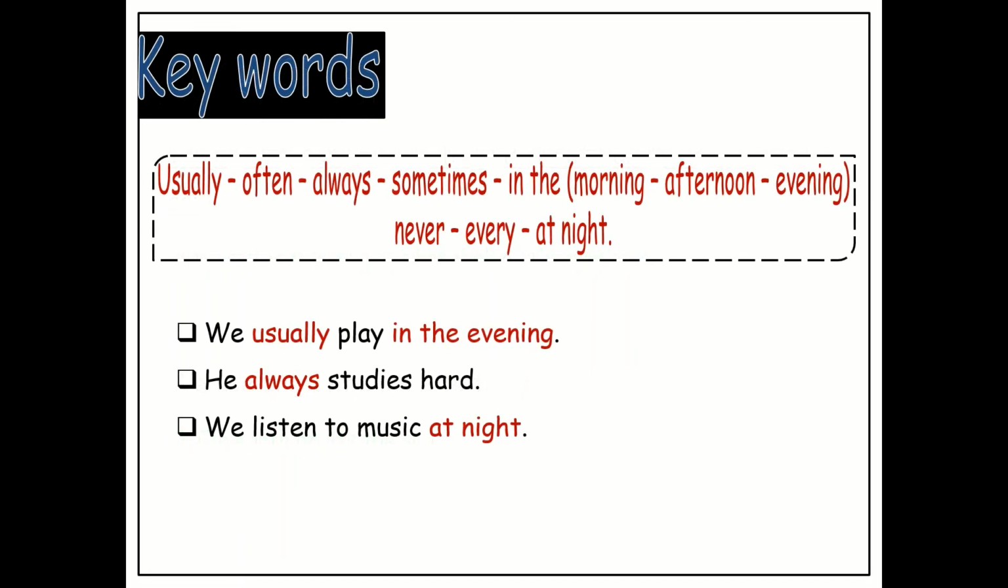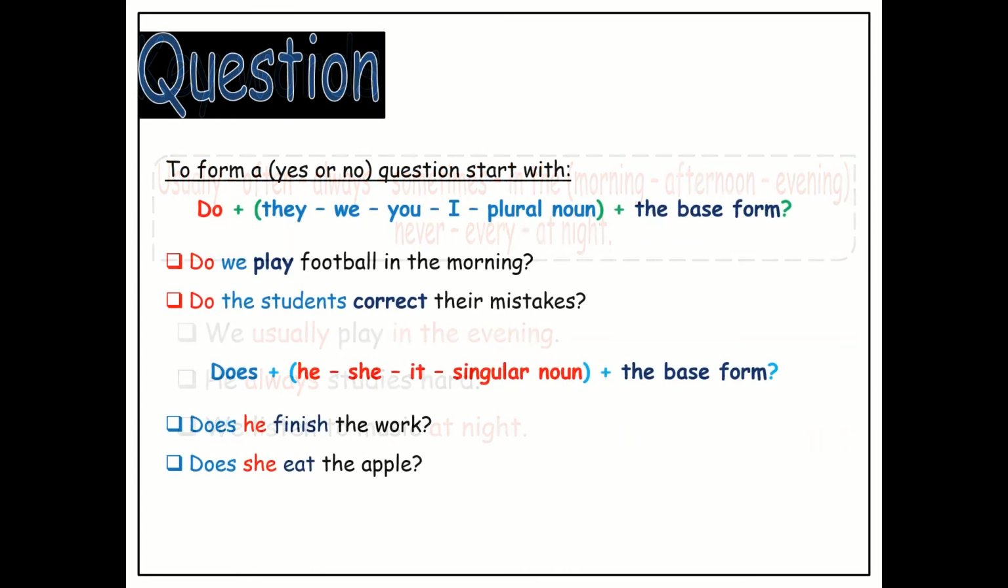What about the keywords? Let's see them. Usually, often, always, sometimes, in the morning, in the afternoon, in the evening, never, at night, all of these keywords. So if you see them, you use present simple. For example, we usually play in the evening. He always studies hard. We listen to music at night.